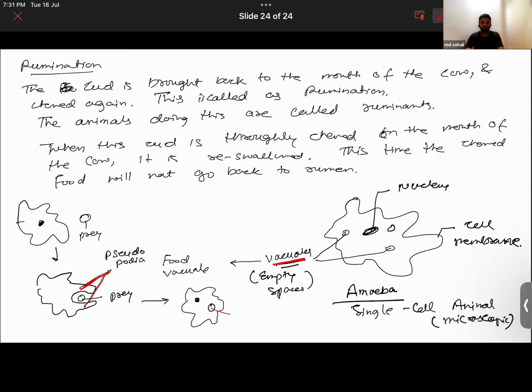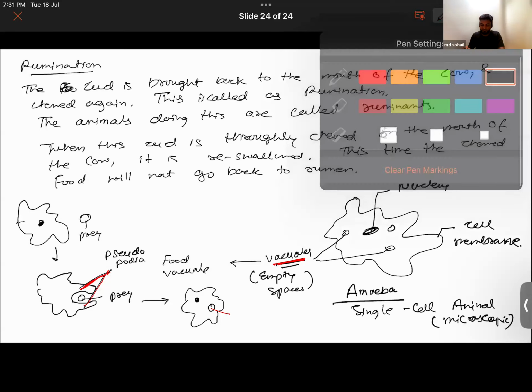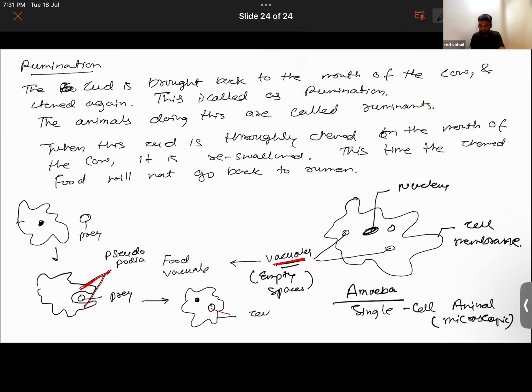All right, and in fact, it also has to release the undigested food. It will release the undigested food via the cell membrane. Via the cell membrane, it releases the waste material from its body. Like these are the waste materials over here, which will simply pass through the cell membrane.